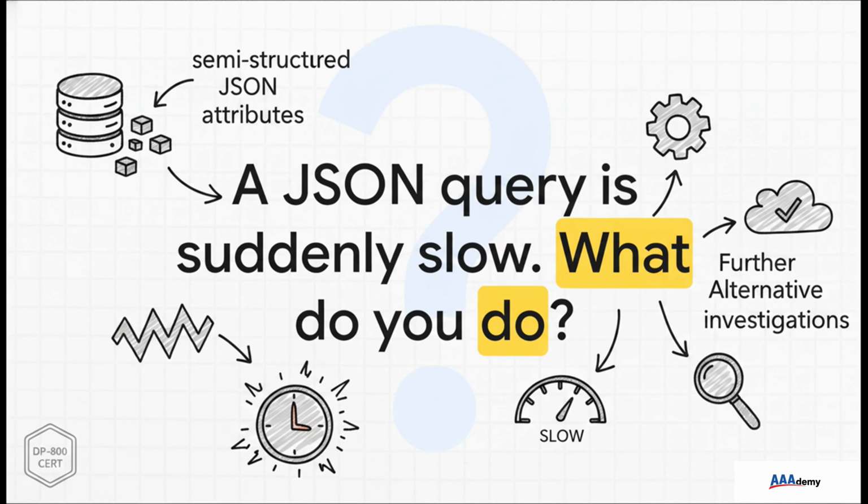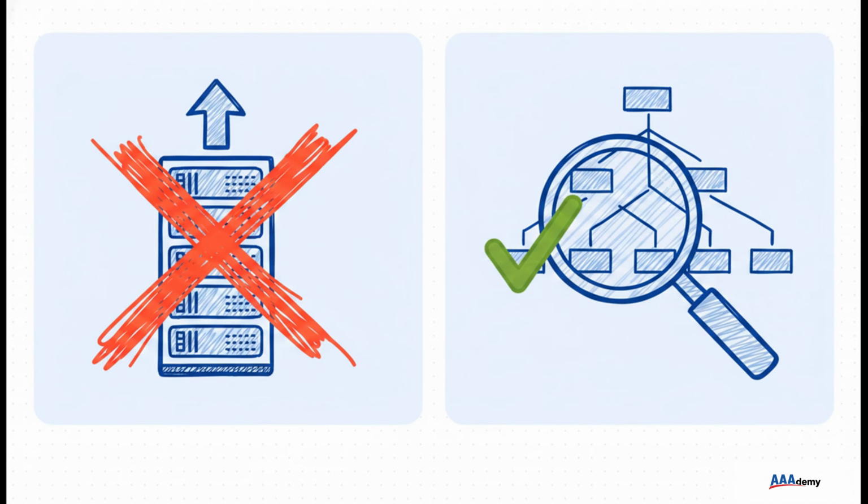Picture this micro scenario from the guide. An application query slows down significantly right after some semi-structured JSON attributes are added to a high-volume transactional table. A JSON query is suddenly slow. What do you do?